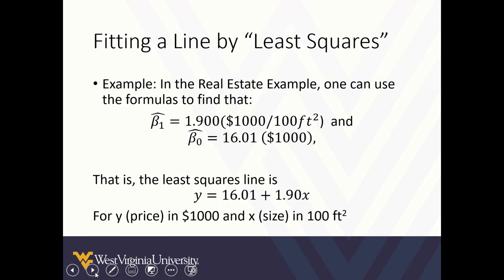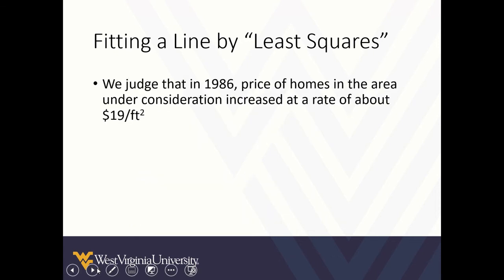In our real estate example, we could use those formulas to calculate a sample slope or a least squares slope of 1.9 and a least squares intercept of 16.01. So this would make our least squares line or equation y equals 16.01 plus 1.90x, where y is the price in $1,000 and x is size in 100 feet squared. So what does that mean for us? If we were to judge in that area and in the year 1986, the price of homes under consideration increased at a rate of about $19 per foot squared.